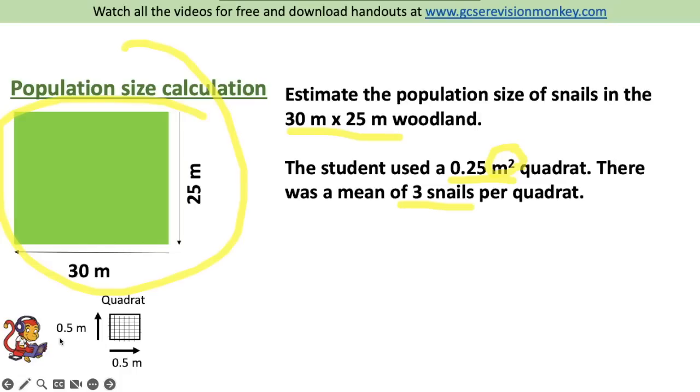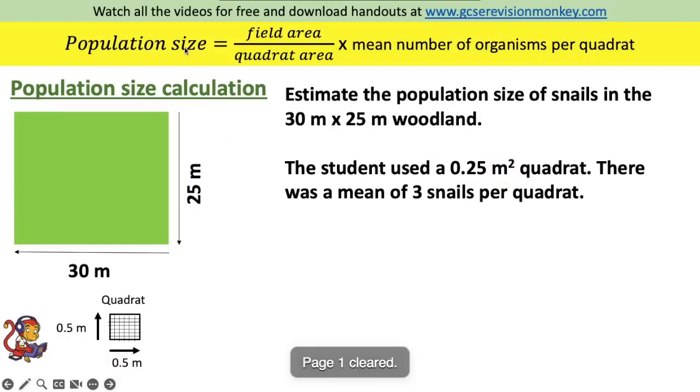If they give you the quadrat as a diagram like this, you might have to work out the area by multiplying 0.5 by 0.5, as would be this example. So if it's got metres squared, the area has already been calculated for you. If they give you a diagram to show you the quadrat, you would need to calculate the area first by multiplying the length of both sides. So remind of the equation that we need to use is population size is equal to field area divided by quadrat area multiplied by the mean number of organisms per quadrat.